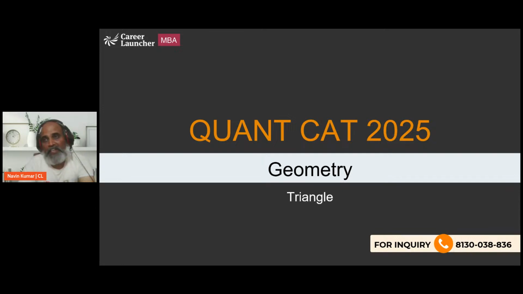Now, geometry topic, when it comes to CAT or XAT, they are not extremely important, but they are important if you really need to cross that obstacle of 98, 99 percentile. You can expect 3 or at most 4 questions from geometry, not more than that, if the pattern of CAT is going to remain same as that of 2024.